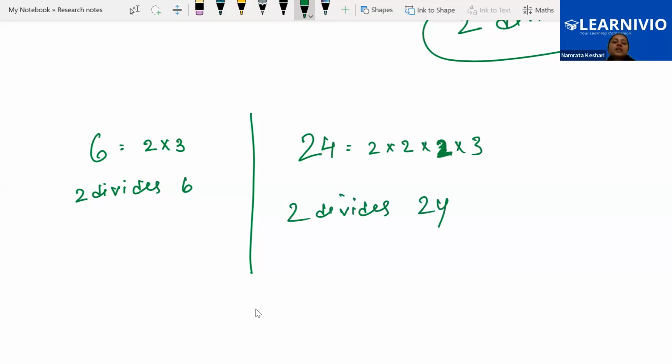Okay, so 24 we can break, even if we are not taking the prime number, if we are taking any other number, just 6 into 4. Okay, 4 into 6. This is how also we can write this 24. We can factorize 24, but that is not prime factorization. But here also we can make the conclusion.